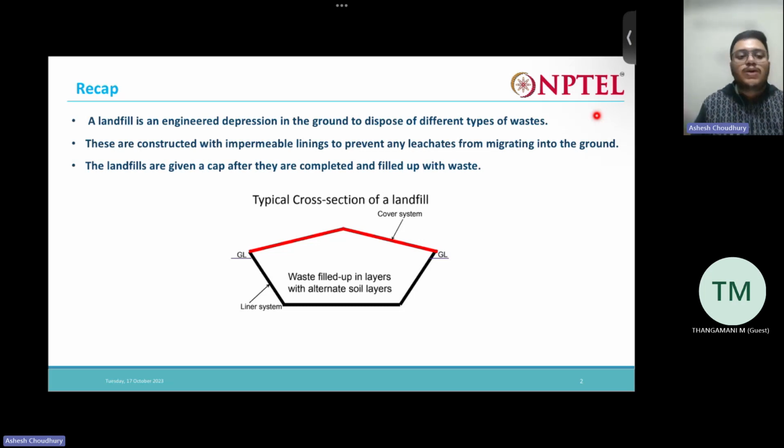Previously in India, municipal solid waste used to be dumped in non-engineered landfills, just dumped somewhere in a site. But nowadays, in most places, engineered landfills are used. The main purpose of engineered landfills is that they give a safe place to dump the waste, maybe municipal solid waste or hazardous waste, industrial waste, whatever. So it gives a safe place to dump.